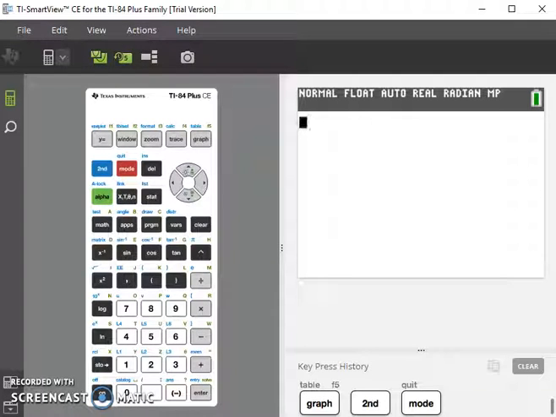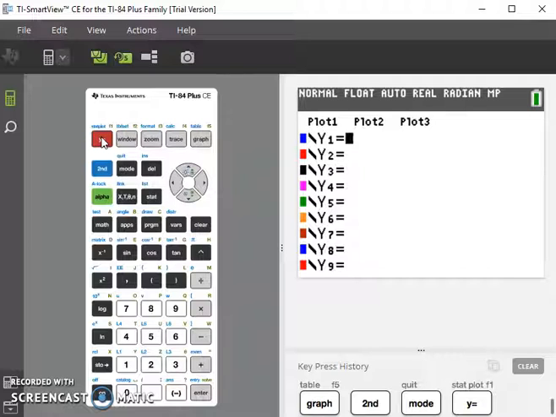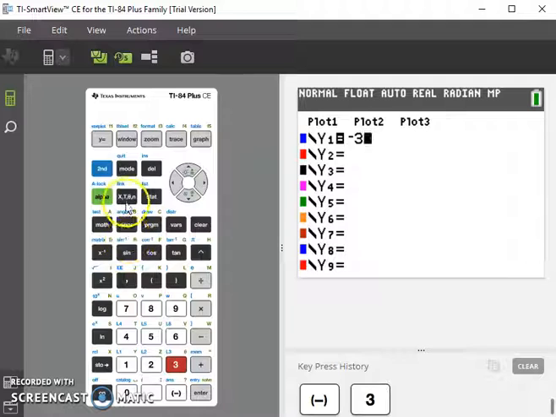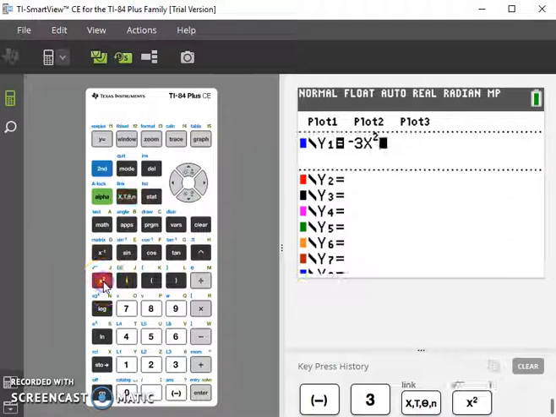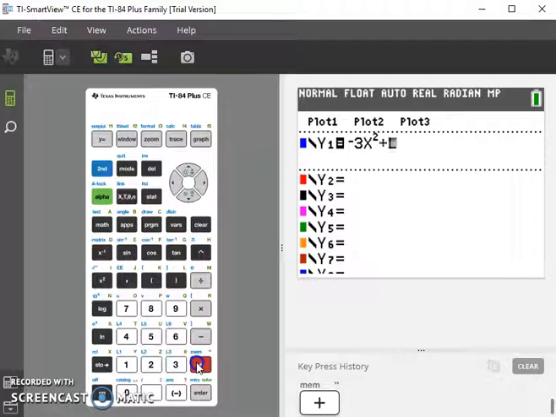I'm going to go over how you can use your calculator to find the vertex of a quadratic function using the graphing feature. So I'm going to go under y equals, and we're going to type in our function, which is negative 3x squared plus 6x. Careful, go back and delete that. Plus 4.